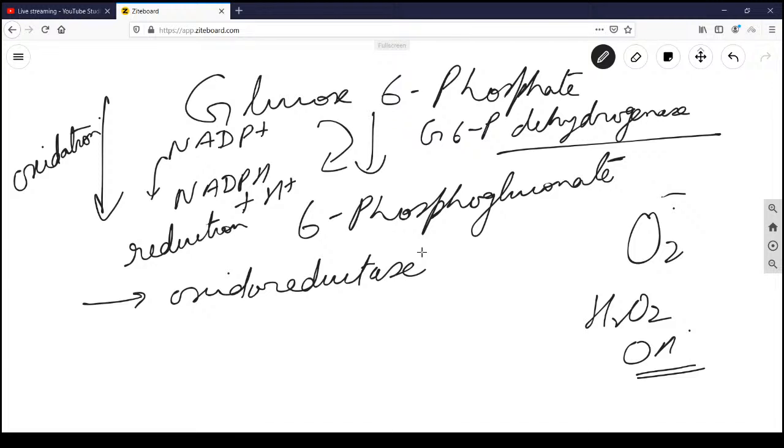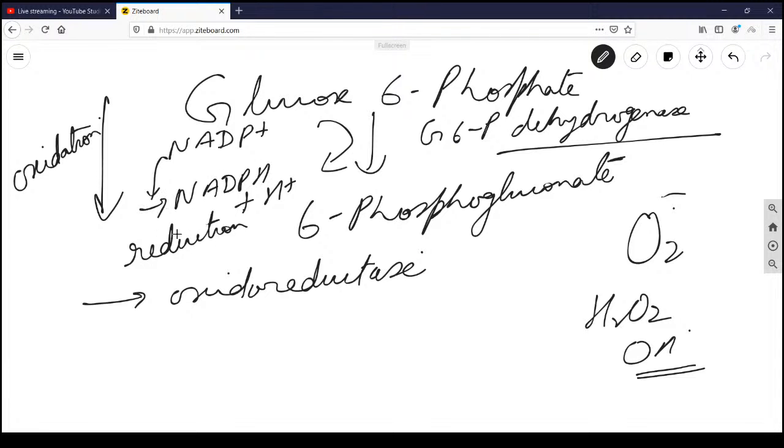Means the erythrocytes. Always know this. G6PD deficiency always affects the RBC. Always remember, since 6-phosphogluconate cannot be produced, also this is called the pentose phosphate pathway. Now, you can say what it is doing. It is regenerating here.